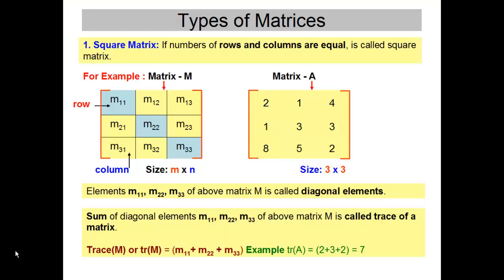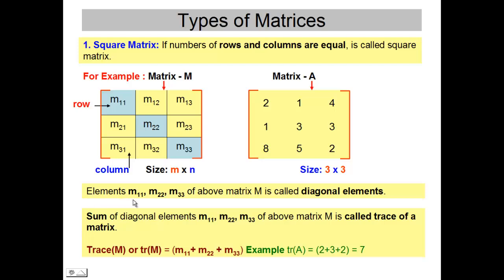Next our main topic is types of matrices. So in order, the first type of matrix is square matrix. If number of rows and columns are equal, it is called square matrix. So like this, for example, here is the 3 columns and 3 rows. For example matrix A. So matrix A is 3 columns and 3 rows. So size of matrix is 3 by 3.